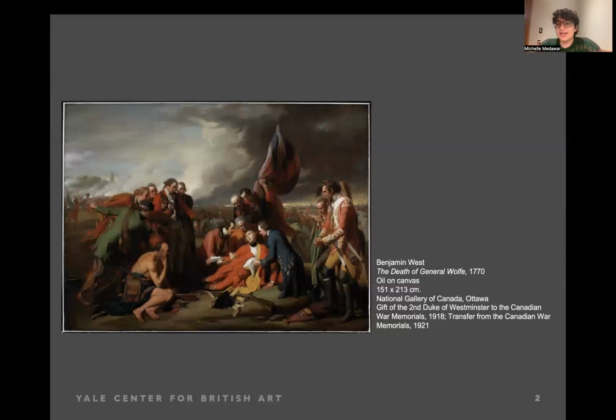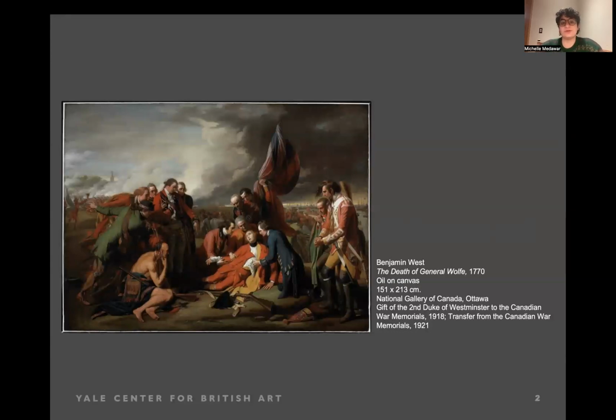To begin, I want to give a little bit of context. On the screen here, you'll see the famous painting by the Anglo-American painter Benjamin West, The Death of General Wolfe. While this painting is not in the YCBA's collection, it is a useful starting point for this discussion of British colonial depictions of Canada, as it depicts one of the key moments when Canada actually became British.